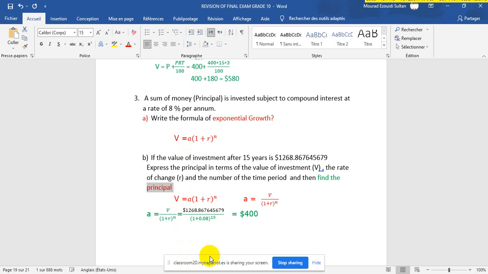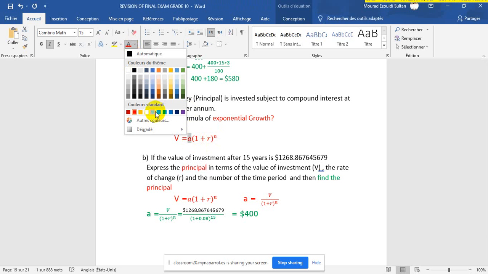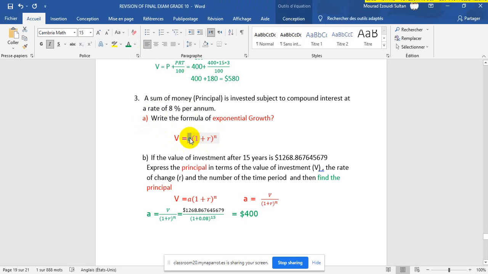Yes. Okay. Sorry. So, now we are told that if the value of investment after 15 years is 1,268,867,645,679, express the principal. You see, principal. You will express the principal in terms of what? Of V and R and n. Principal here is what, my learners? It is written as small a. Okay, this small a is the principal.